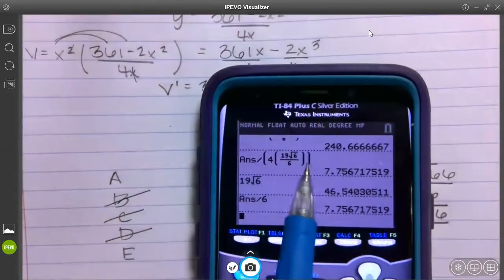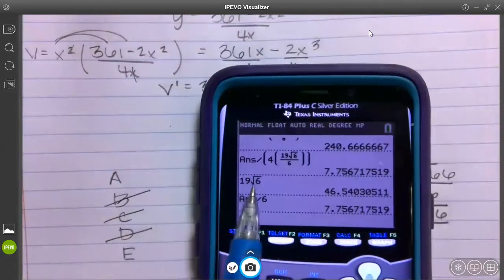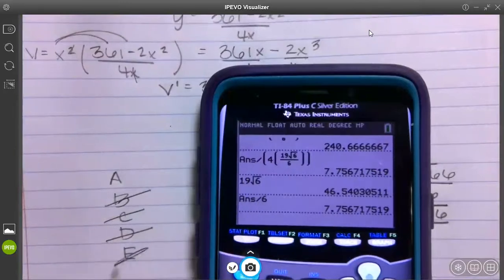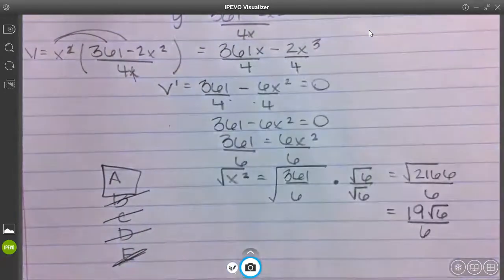So here's what I did. Once I divided it, I got 7.756. And so then I checked my answer A, my third value. If I would have done 19 square root of 6 over 3, like in answer choice E, I would not have gotten a 7.75. So your answer for this one is going to be A.